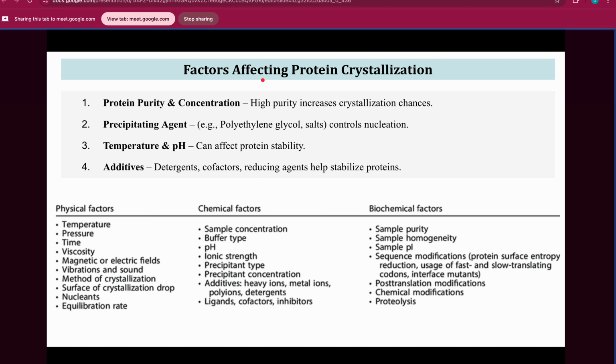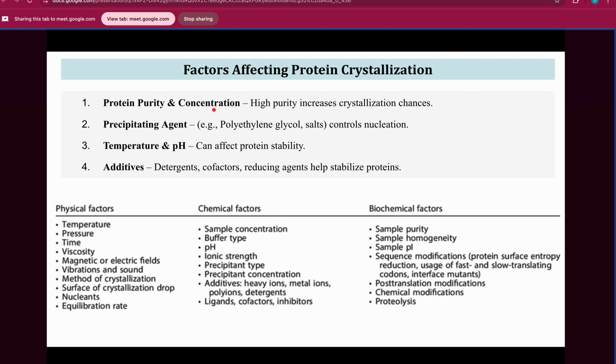Now there are different factors which affect the protein crystallization. Previously we have seen how the protein crystals are formed. Now there are certain factors which affect protein crystallization. One such factor is protein purity and concentration. For example, if you do not have a pure protein, then it will influence the crystallization process. Your protein will not be able to properly crystallize because we need a homogeneous protein mixture to allow it to form the proper crystal. So that is one of the reasons.